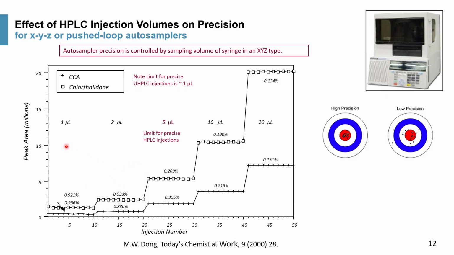You can even inject 0.1 microliter, but the precision would not be good. It's very difficult to precisely aliquot 0.1 microliter unless you're using something called a full loop injection. So making a small injection is problematic even for very modern autosamplers. Going down below 1 microliter is generally not recommended for QC operation.